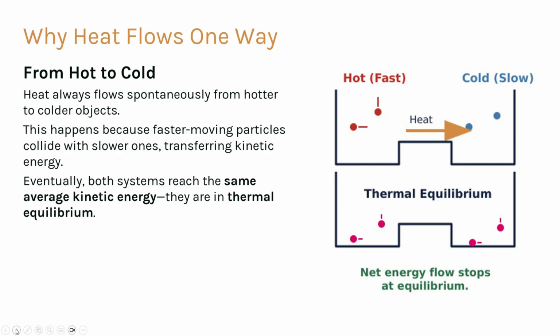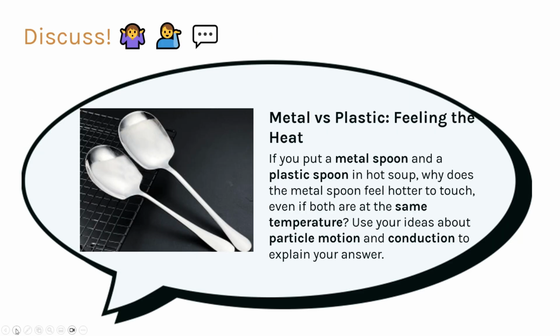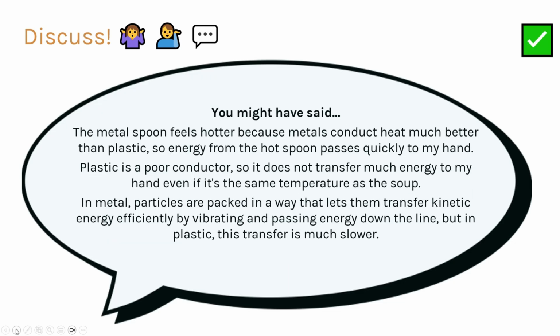Discussion question: metal versus plastic spoon. Let's pause and think. If you place a metal spoon and a plastic spoon into hot soup, why does the metal spoon feel hotter, even though both are at the same temperature? The reason is conduction. Metal is a very good conductor of heat, so energy transfers quickly from the spoon into your hand. Plastic is a poor conductor, so much less energy reaches your hand, even though the temperature is the same.